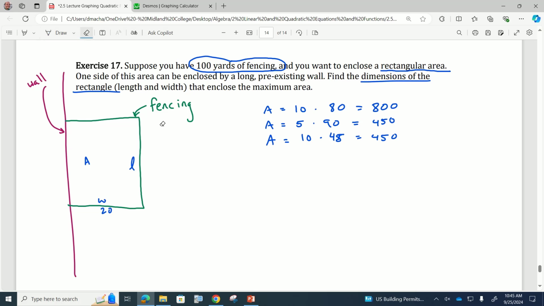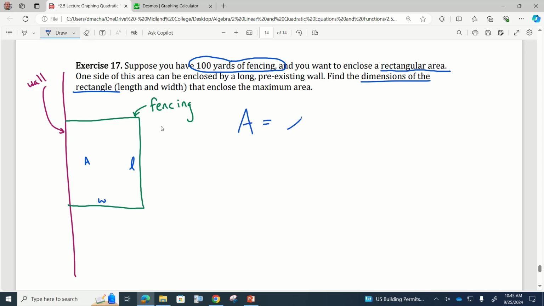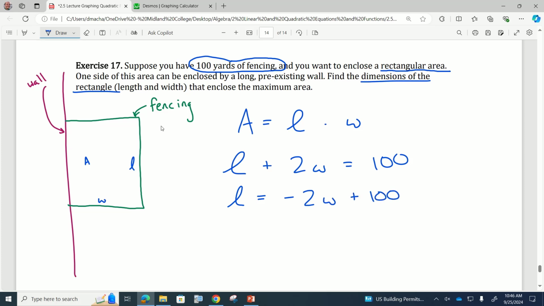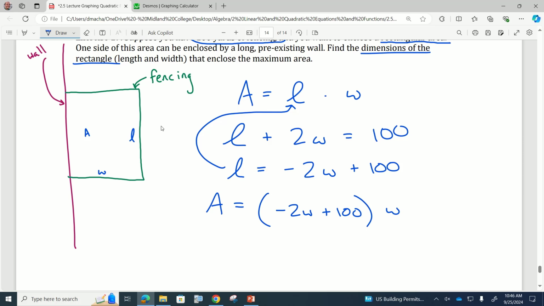Okay, okay. I'll cut to the chase here. Let's solve this problem. Rather than guessing and checking, let's say the area is the length times the width. And since I only have 100 yards, that means the length plus 2 times the width is equal to 100. In other words, the length is negative 2w plus 100. And I'm going to substitute that in here so that my area is given by negative 2w plus 100 times w. I'm going to distribute the w, and I get minus 2w squared plus 100w.